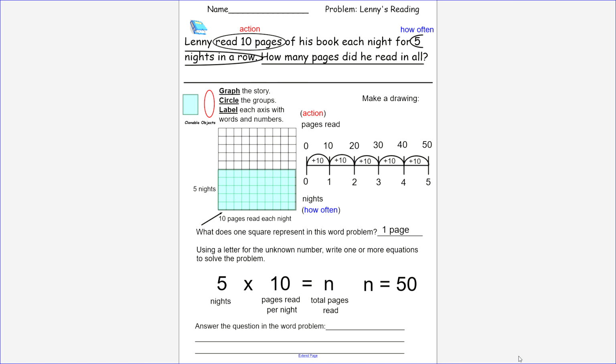Now I want you to think. The problem is, how many pages did he read in all? What would be a great answer to that problem? Oh yes, we'll make sure to include, of course, our number, 50, and we'll also make sure to include pages that he read, because that's what this 50 is. It's 50 pages he read. A great third grade answer for this problem would be, Lenny read 50 pages in all.